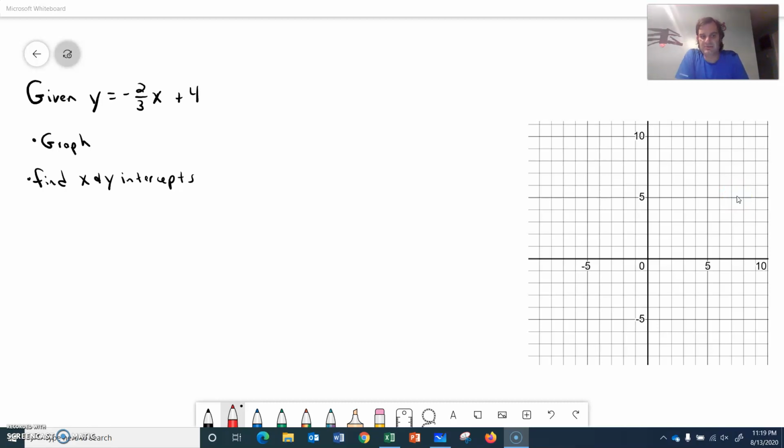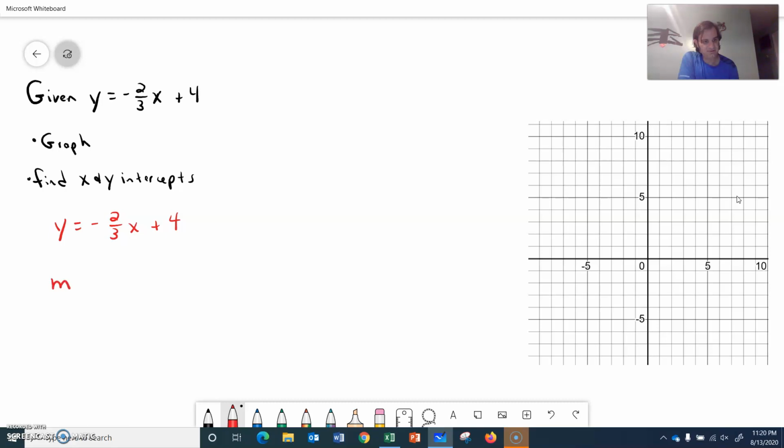y equals negative 2/3 x plus 4. And this is a linear equation that we're going to graph and find the x and y intercepts of. So we could do either one of those two things and fix the graph, but let's see here. Let's go with the slope-intercept form. y equals negative 2/3 x plus 4. So it's already in that y equals mx plus b form.